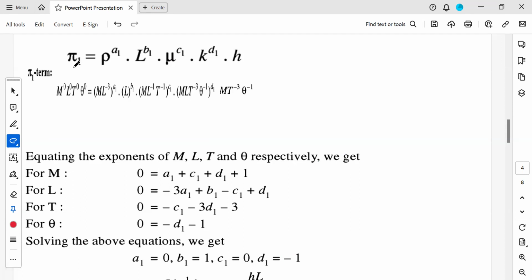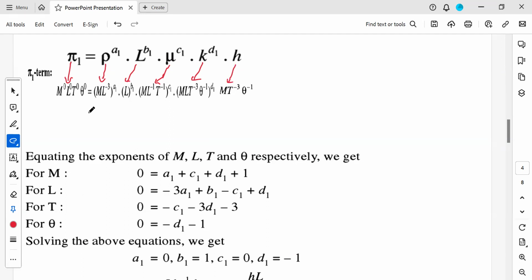The dimensions of pi 1 will be M power 0, L power 0, T power 0, theta power 0. The dimensions of rho will be (M L^-3) whole power a1. The dimensions of L will be L only, L power b1. The dimensions of mu will be (M L^-1 T^-1) whole power c1. The dimensions of K will be M L T^-3 theta^-1. And the dimensions of h will be M T^-3 theta^-1.